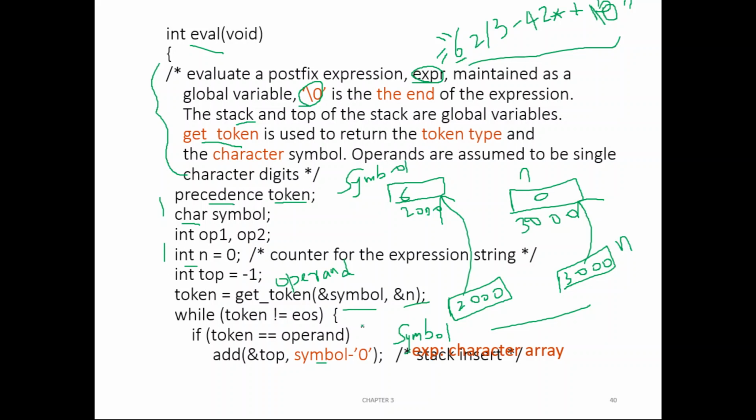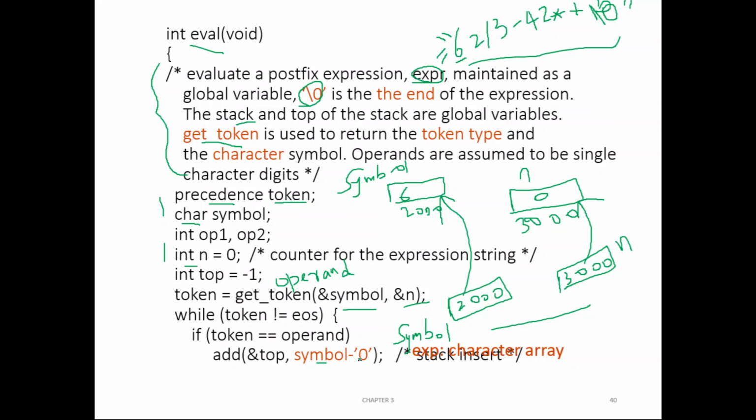So what it is doing is, symbol is nothing but 6, the character 6. ASCII value of 6 is 54. So 54 minus 48. What is that?